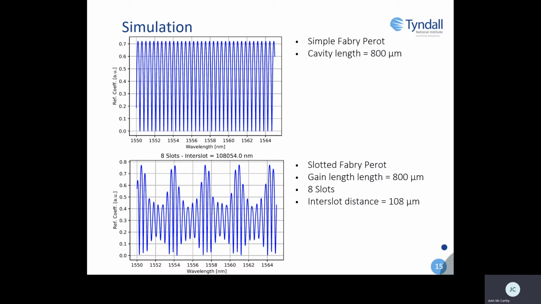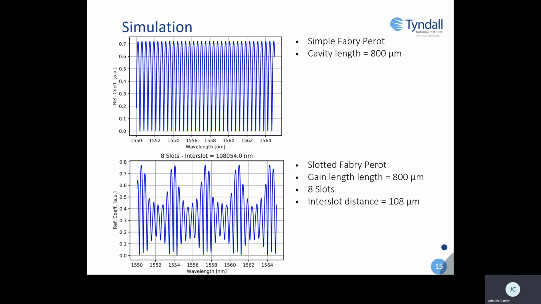In the below example, we have an 800 micron gain region without any slots, followed by a slotted region of 8 slots with an interslot distance of 108 microns. This results in the maximum reflection coefficient created by the modes of the Fabry-Perot region, or gain region, to be suppressed by these larger modes created by the slots. A single mode wavelength can result at any one of these larger modes, but whether it lases here or not depends on the position of the smaller modes within.